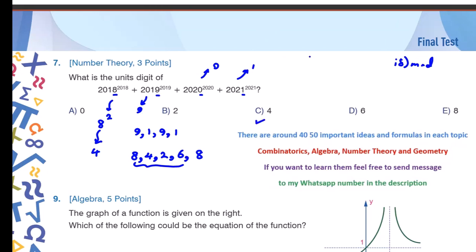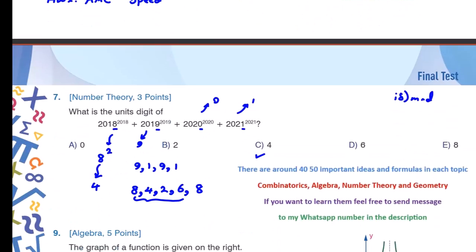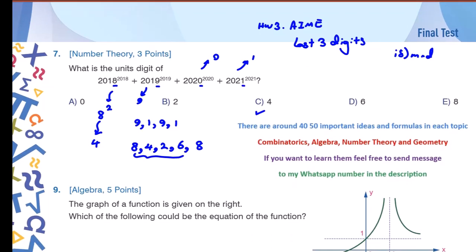We have a problem in AMC. It is much harder. Homework 2, homework 3. It says AMC last 3 digits. In that part, you should know mod. You should consider mod 125 and mod 8. I should search exactly to find which year it was for. If you want to know the problem or want to solve harder problems or prepare for AMC or other math exam, use some IMO. Feel free to send message to my WhatsApp number in the description.